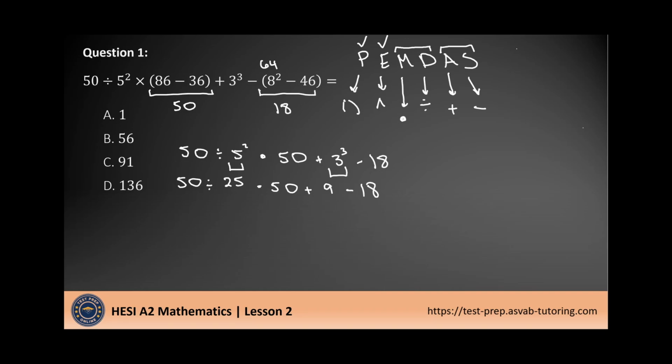Okay, exponents are done. Now we're going to look at multiplication and division from left to right. So see here I have this division sign before the multiplication sign. So even though in PEMDAS it does look like multiplication is going to come first, it's important to remember that multiplication and division happen in the same step. So what really matters is which one comes first when we're looking from left to right. 50 divided by 25 is going to be 2. Let's rewrite everything that we didn't mess with.